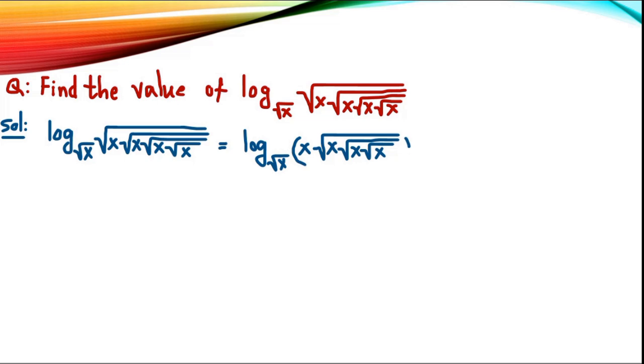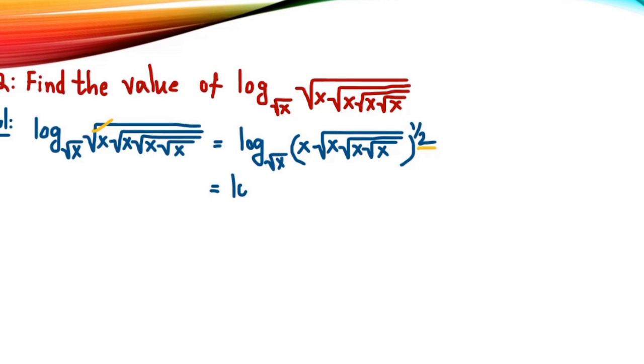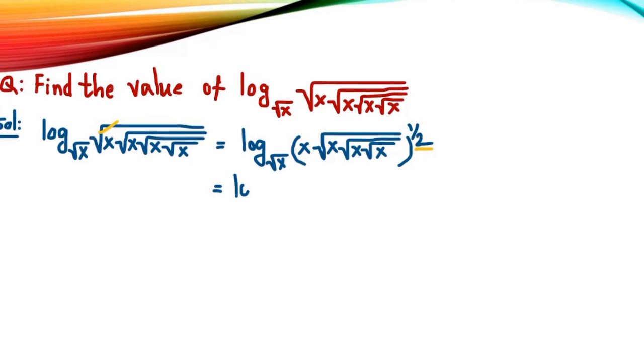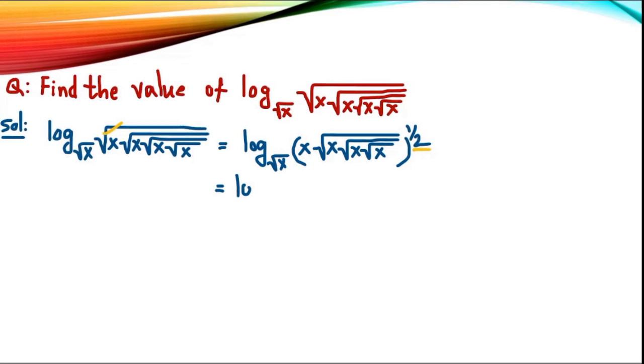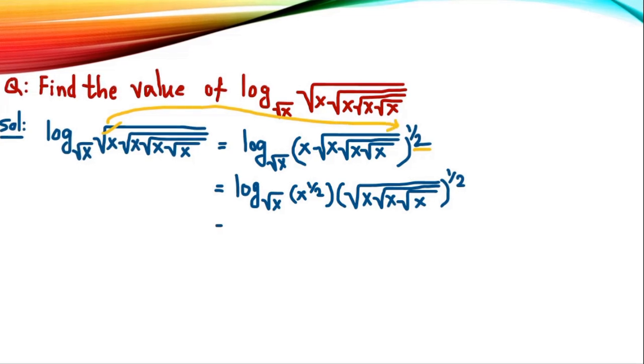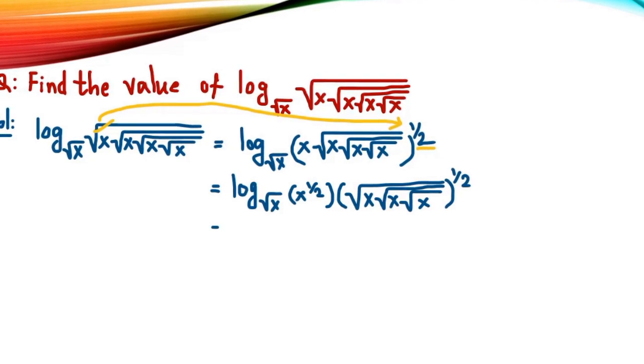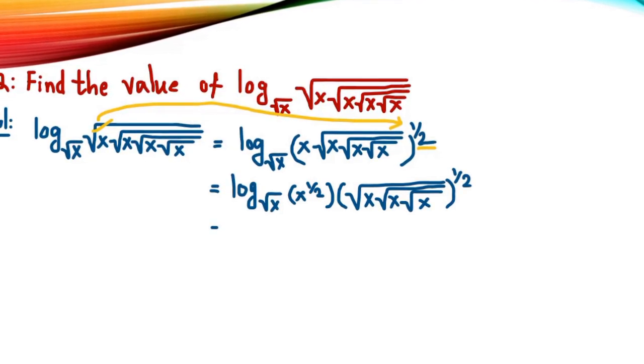Here the first square root is changed as power 1 by 2. This power is applicable to all the remaining roots. Now the expression becomes log base square root of x of x to the power of 1 by 2 into square root of x, square root of x, square root of x, whole to the power of 1 by 2. Here all these 3 square roots come under 1 power, which is 1 by 2.